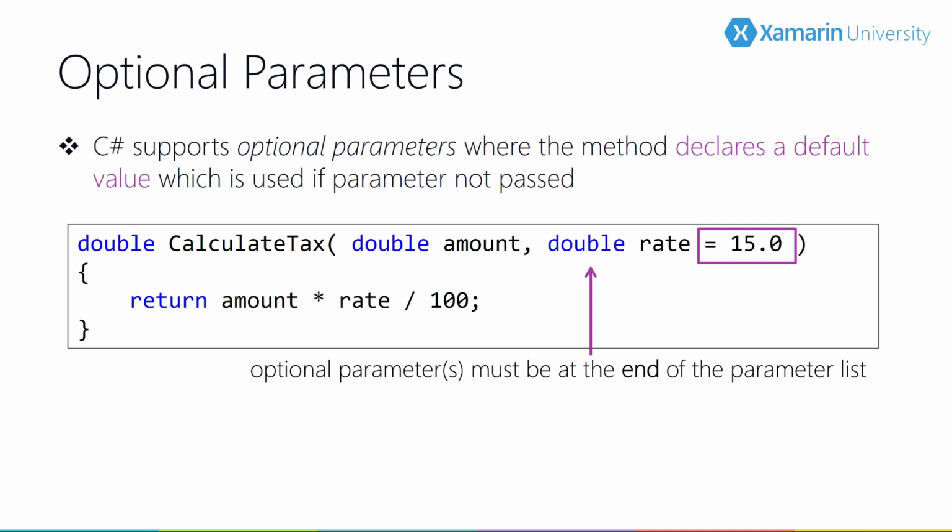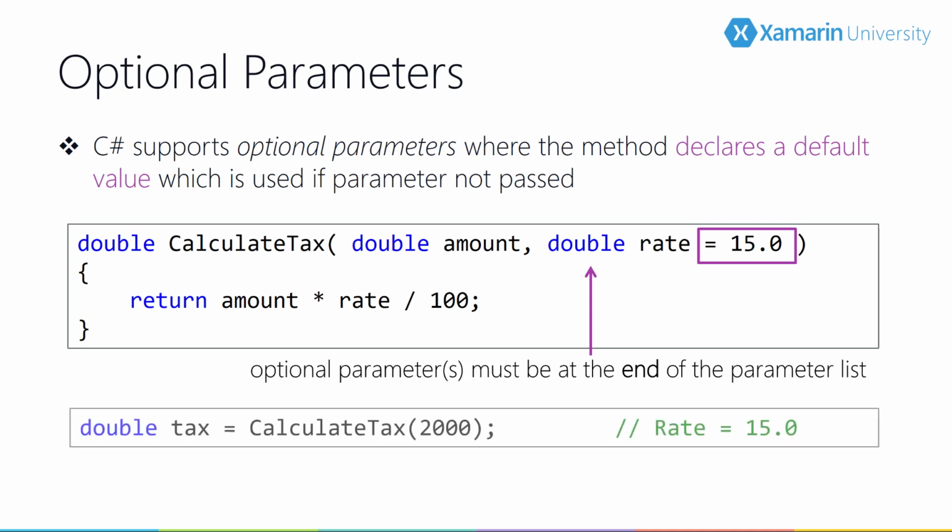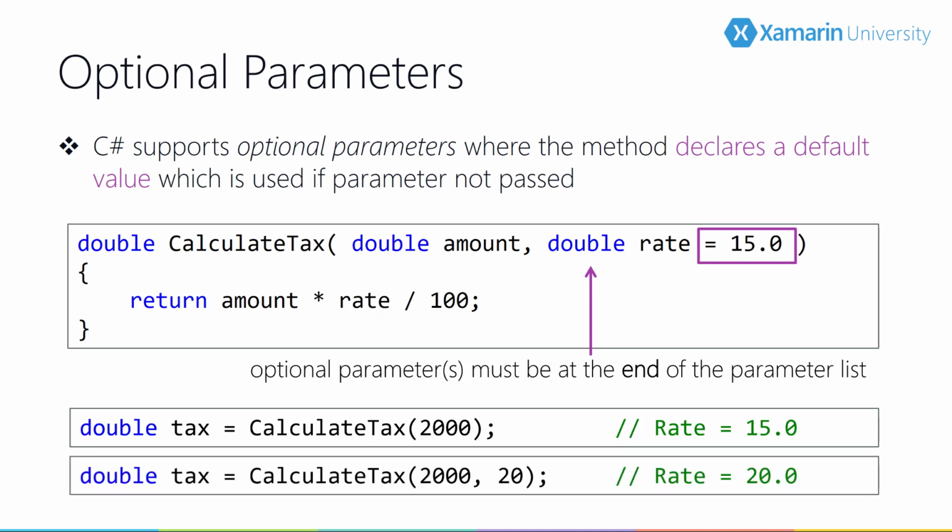So what does this look like from the caller side? Well, here's an example. I'm calling calculate tax. I'm only passing in one number. So in this case, that 2,000 is being used as the amount, and then the rate is being reserved for that value of 15. However, if I do supply a value, like here, I'm saying 2,000, 20, now the rate will be 20 and no longer will it be 15. It will not use the default value if I supply one.